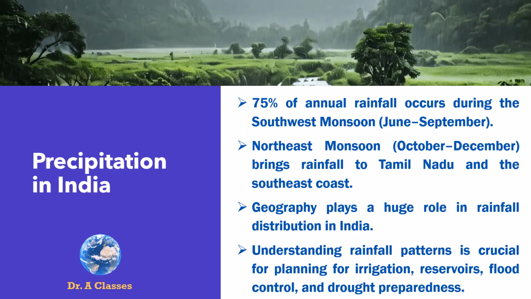Geography plays a huge role in rainfall distribution in India. Orographic effects due to the Western Ghats and Himalayas lead to high variability. For example, Meghalaya gets some of the world's highest rainfall, while Jaisalmer in Rajasthan receives very little. Understanding rainfall patterns is crucial for planning irrigation, reservoirs, flood control, and drought preparedness, which are vital aspects in civil engineering and water resource management.